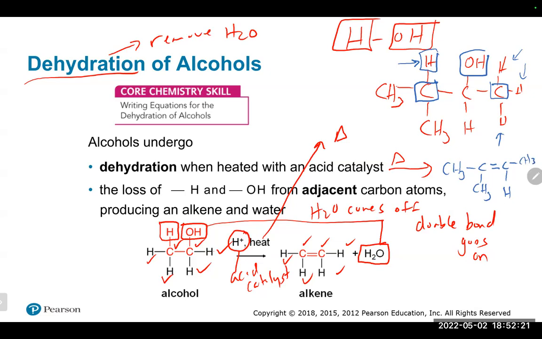So if there's an option, the carbon with the least number of hydrogens is the one the hydrogen should be removed from when you're dehydrating an alcohol to make an alkene, basically, right? We just made an alkene, which is a double bond. Obviously, water would come out as well in this case.